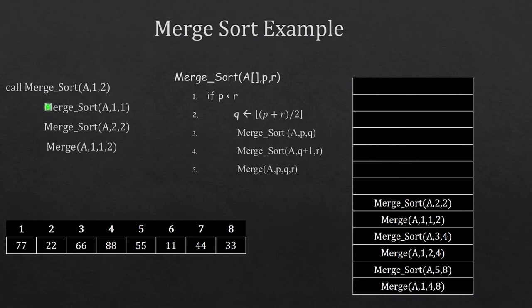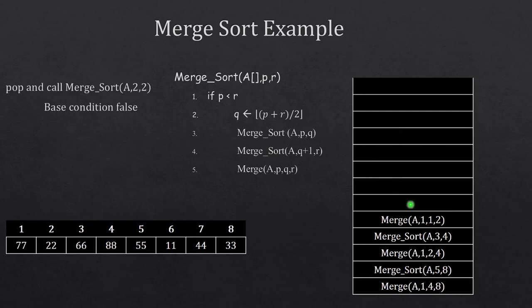So next this call will be executed: merge sort of A, 1, 1. Now what's the value of p? 1. What's the value of r? 1. 1 less than 1 is false. So it will not make any function calls. So what will we do? We will take the first function call from the stack. So the next call going to be executed is merge sort of A, 2, 2. So pop and call merge sort of A, 2, 2. There also the base condition is false. So what will happen?